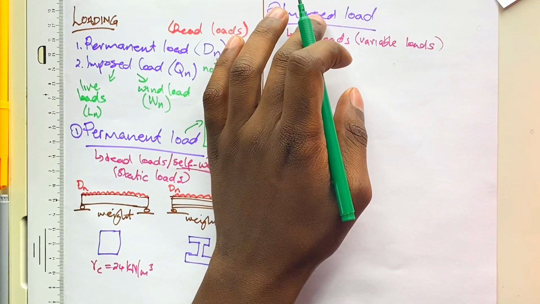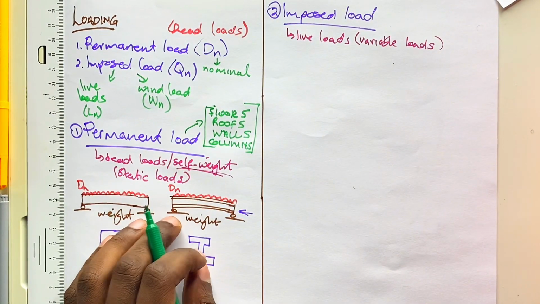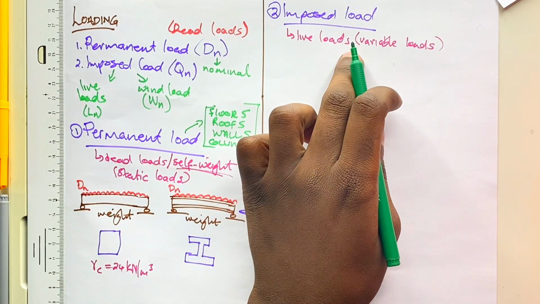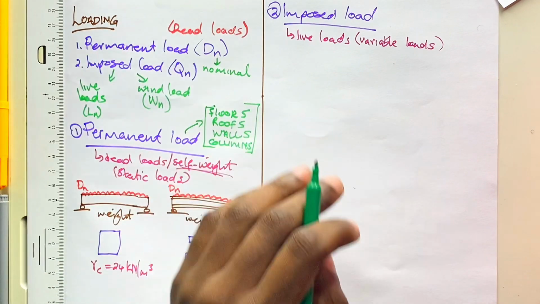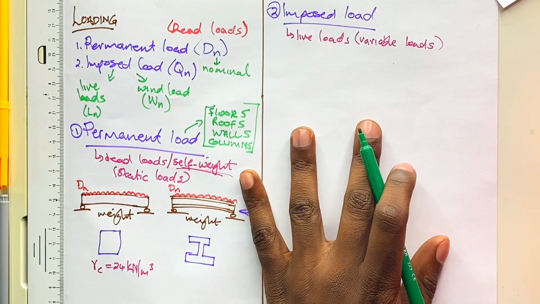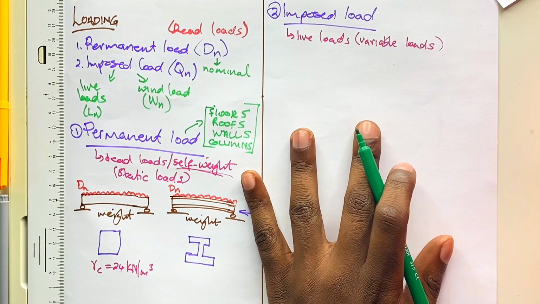Now, imposed loads come from movable elements. Unlike dead loads, which are constant and inherent to the structure, live loads are dynamic and fluctuate as occupancy and usage change. So live loads can vary significantly based on the function of a space and the activities conducted within it.